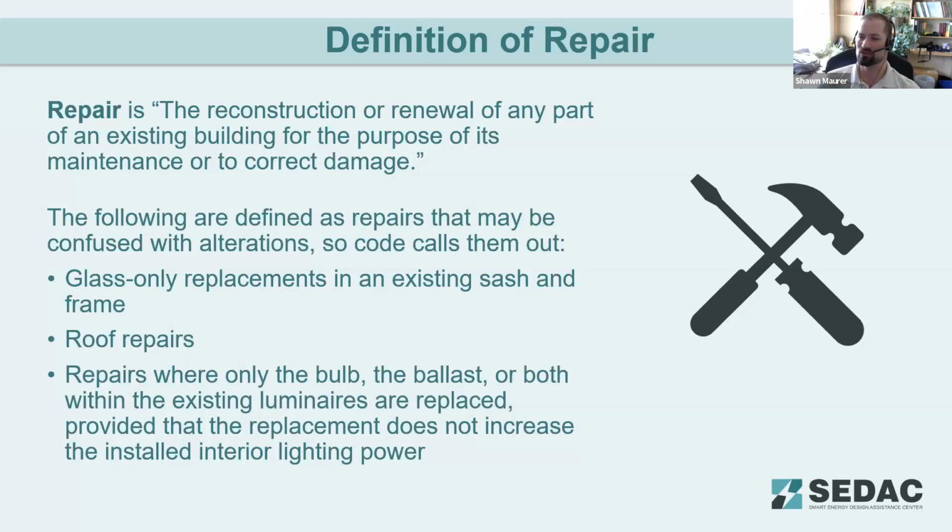So if you're doing a glass only replacement in an existing sash and frame, so you're renewing a window with some new glass in the existing framing material, that is a repair to that window. But say a ball or a rock went through the window and broke it, you had to replace the glass, but kept the window framing and sash. That's a repair. Roof repairs, such as after hail damage, things like that, those fall into repairs. And then lighting, where you're swapping out the bulb or the ballast. As long as you're not swapping out the entire fixture, that's a repair when you're swapping out just the bulb, the ballast, or both, as long as you're not increasing the power consumption of that lighting fixture.